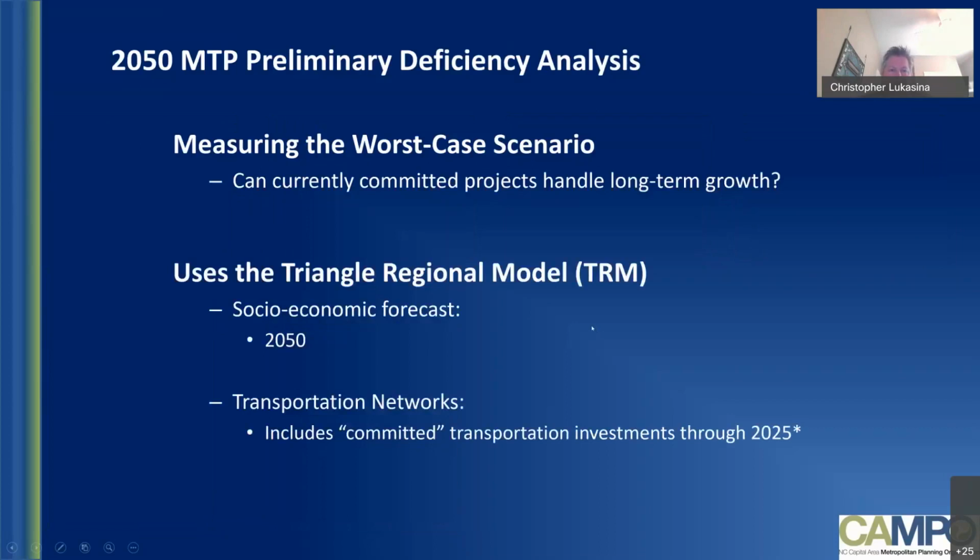What the deficiency analysis is, it's a measuring of what we typically look at as a worst case scenario, right? What if we didn't really get any more money, but we still got all the long-term growth that we have traditionally forecasted for our region? To do this, we use a socioeconomic forecast out to 2050, and we use a transportation network through the year 2025. And so we take the existing transportation network out there today, and then we include some projects that aren't on the ground yet, but would be anticipated to be open to traffic by 2025. Go to the next slide, please.